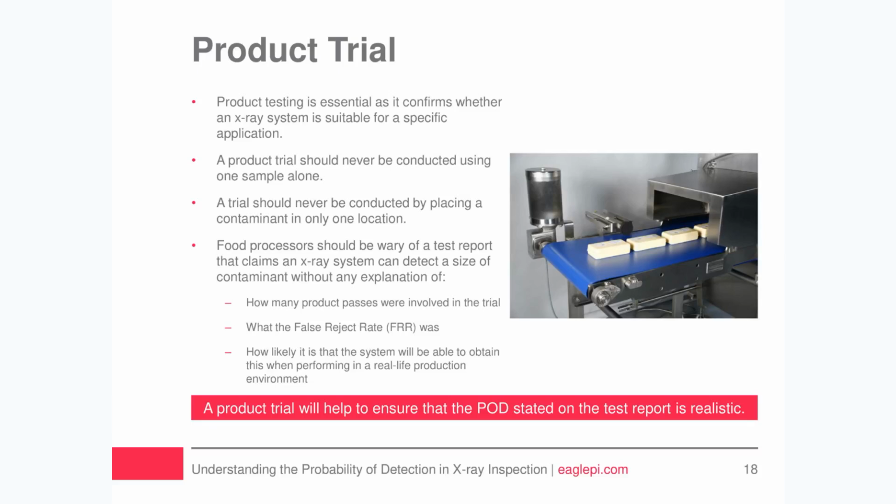Food processors should be wary of a test report that claims an X-ray system can detect a given size of contaminant without any explanation of how many product passes were involved in the trial, what the false reject rate is, which is typically abbreviated in the industry to FRR, and how likely it is that the system will be able to attain this when performing in a real-life production environment rather than under test conditions in a laboratory. A product trial will help to ensure that when an X-ray system is installed at the food processor's production site, the POD stated on the test report is realistic and achievable.